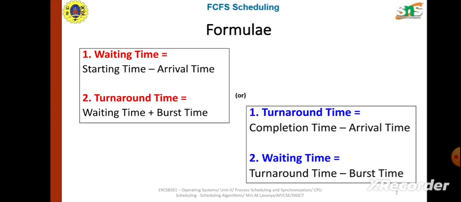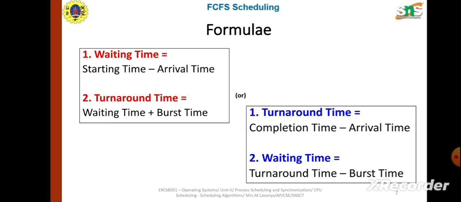Then the waiting time and turnaround time are found using formulas. They can be found using two methodologies. In the first method, first we have to find the waiting time, and using the waiting time we will find the turnaround time. The formula used is waiting time equals starting time minus arrival time of the process. And with that waiting time, for finding the turnaround time, we will add the burst time to the waiting time. In another method, we do the same, but first we find the turnaround time, and using the turnaround time, we find the waiting time.